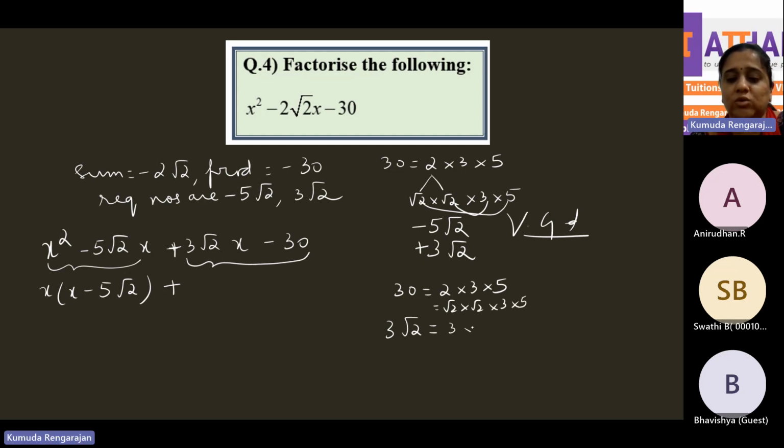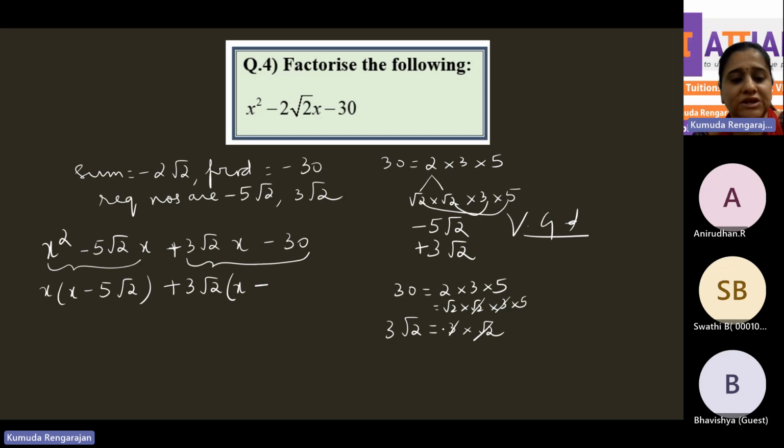And what is 3 root 2? 3 into root 2. So what is common? 3 root 2 is common. See, both of them have 3 root 2. Open bracket. Then x, correct? What's the sign here inside the bracket? Minus. Plus into minus is minus.